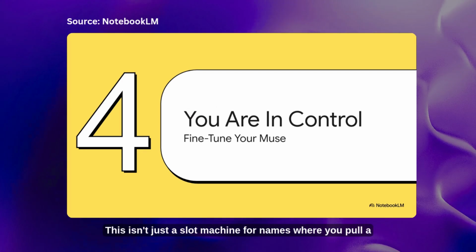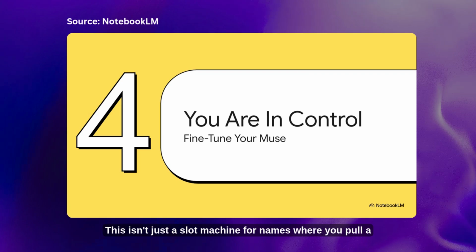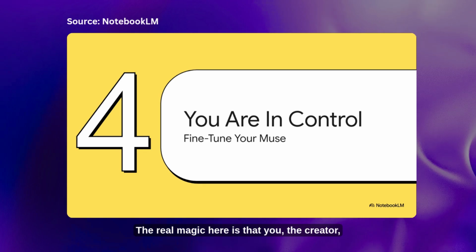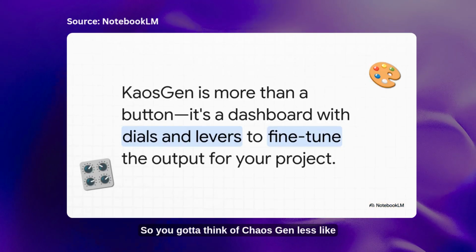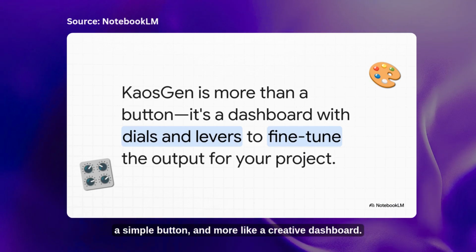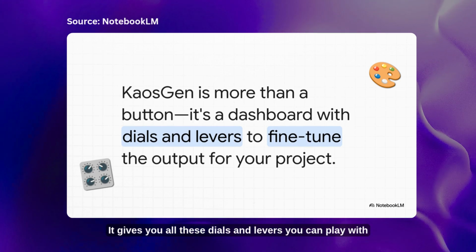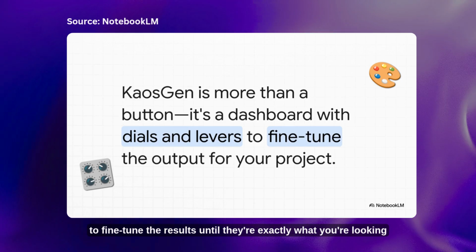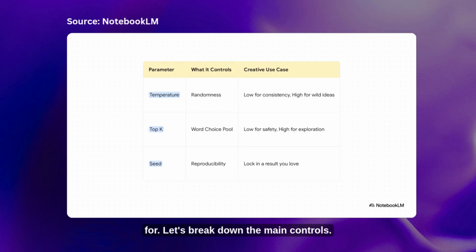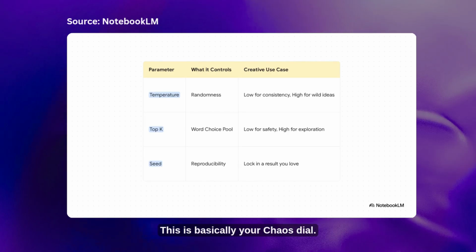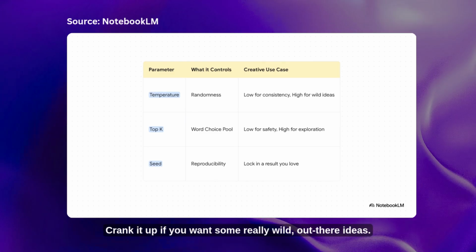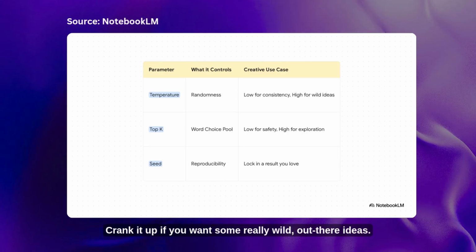But here's the thing. This isn't just a slot machine for names where you pull a lever and hope for the best. No, the real magic here is that you, the creator, are in the driver's seat. So you gotta think of KaosGen less like a simple button and more like a creative dashboard. It gives you all these dials and levers you can play with to fine-tune the results until they're exactly what you're looking for. Let's break down the main controls. First, you've got temperature. This is basically your chaos dial. Turn it down for more consistent, classic-sounding names. Crank it up if you want some really wild, out-there ideas.